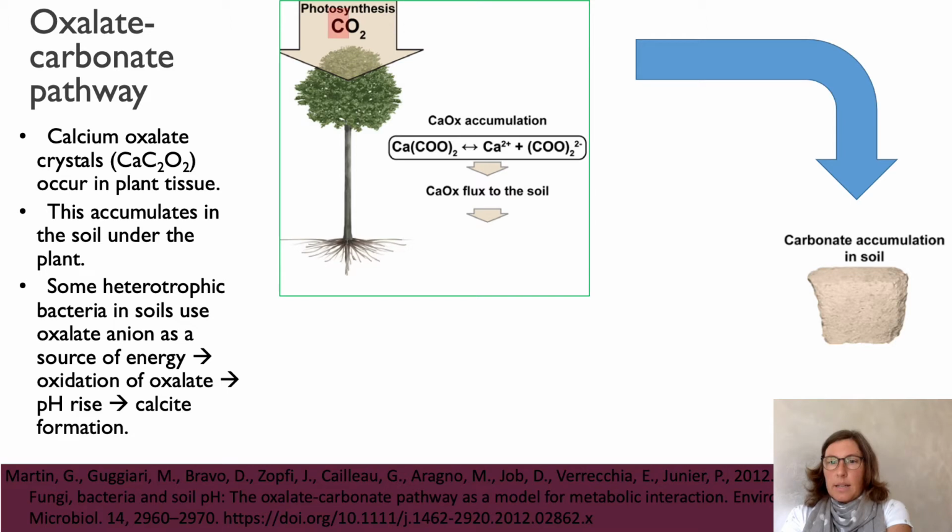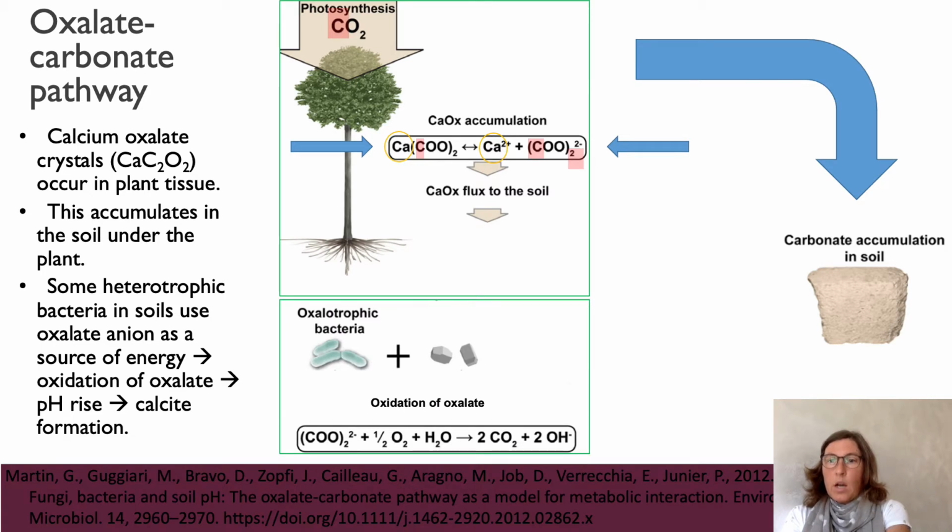Carbon dioxide enters the system through photosynthesis by oxalogenic plants, where it combines with calcium to form calcium oxalate crystals in the plant. These insoluble calcium oxalate crystals remain trapped within plant tissues until they enter soils as leaf litter and are worked into the soils. In soils, oxalotrophic bacteria use calcium oxalate as an energy source.